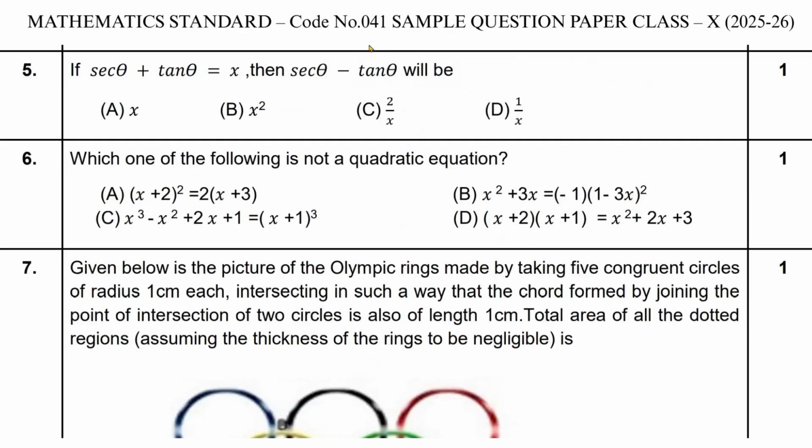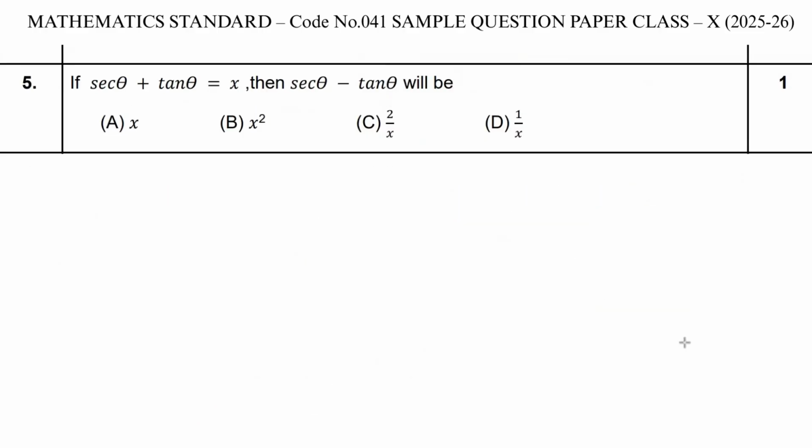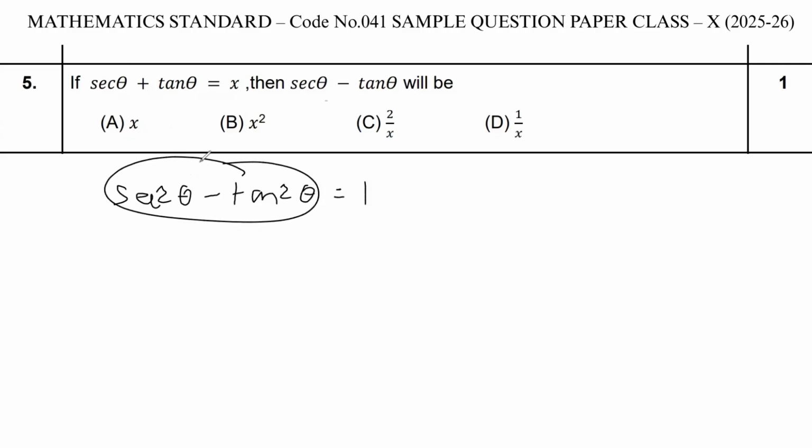Now moving to the next question, that is question number 5. Now, what does the question say? It says that if secant theta plus tan theta is equal to x, then we have to get the value of secant theta minus tan theta. If I write the identity of secant square theta minus tan square theta, which is equal to 1, and I can split this in the form of a plus b into a minus b. So this is secant theta plus tan theta.